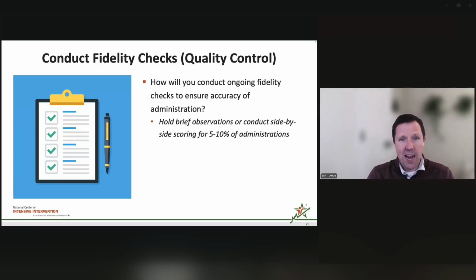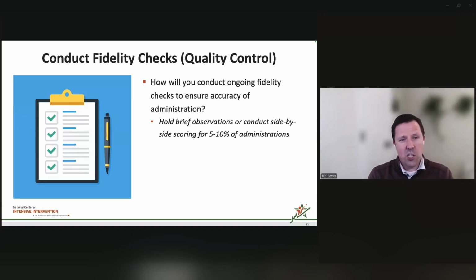Sit side by side with another adult giving that and just score it on your own and see how close the scores are that you and your co-tester got. They don't have to be exactly the same, but if they're 1 or 2 points off, you're fine. But if I'm getting this kid segmented 10 sounds and you got this kid segmented 30 sounds, those are drastically different. Something's off about how one of us is scoring that.